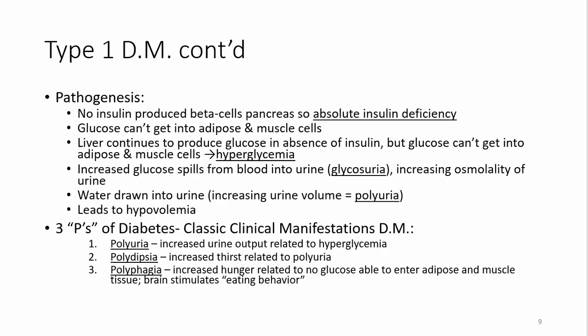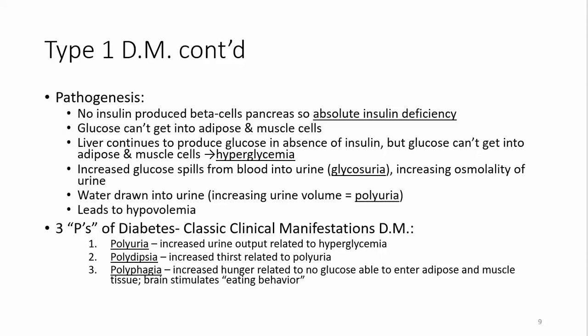So when you see somebody with type 1 diabetes, the classic things that you see are the 3 Ps. The things that they complain about are polyuria. They pee all the time. As a matter of fact, diabetes means pees all the time. Diabetes mellitus means pees all the time, sweet. Mellitus means honey. So you get polyuria, which then leads to hypovolemia, which leads to polydipsia, which means an increased thirst.